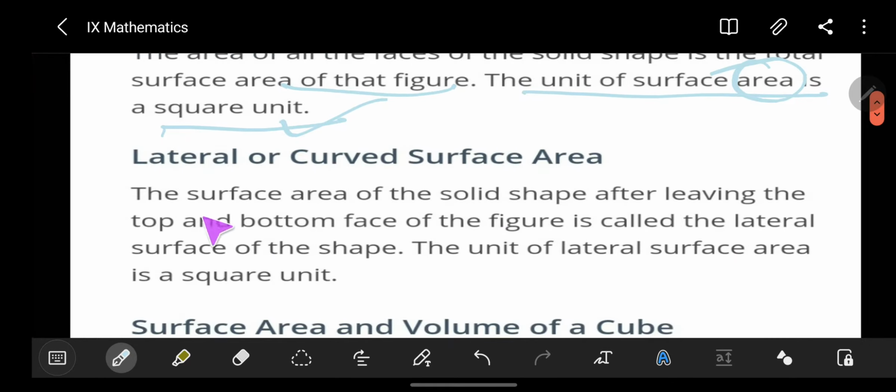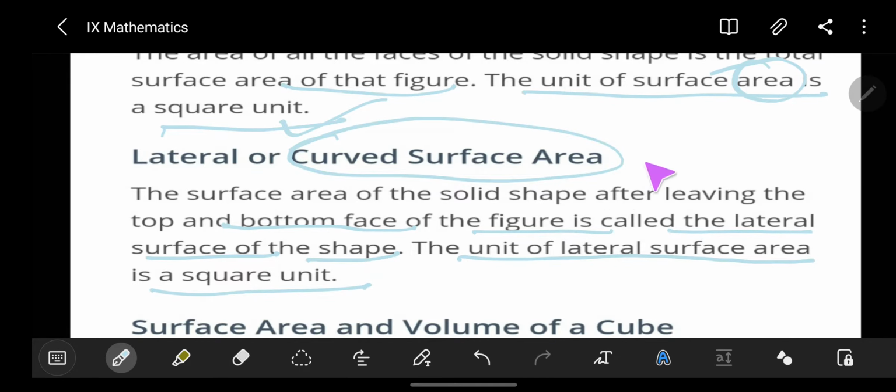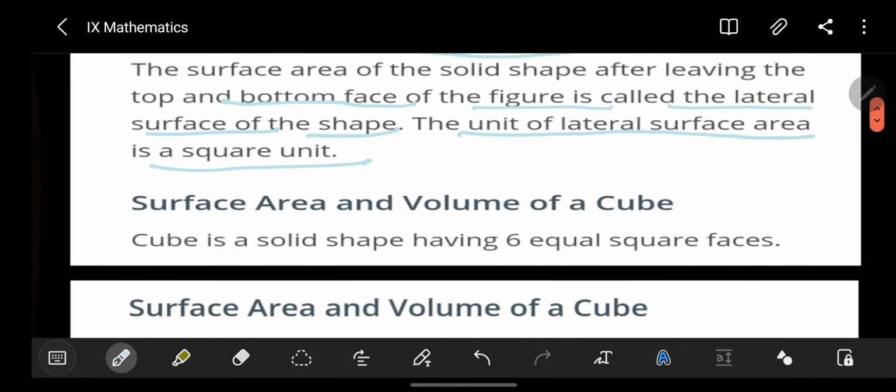Lateral or curved surface area. The surface area of the solid shape after leaving the top and bottom faces of the figure is called the lateral surface area of the shape. The unit of lateral surface area is square units, and it goes with curved surface area also. Curved surface area is in curved solid shapes, like we have cylinder, cone, etc. First of all, we'll talk about cubes and then we go to cuboid.